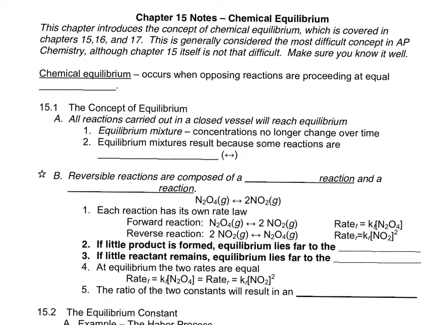This chapter is an introduction to chemical equilibrium. Chemical equilibrium is a real hard concept in AP Chemistry. We're going to cover 3 chapters of it. 15 is pretty easy. 16, 17 is where it starts getting harder.